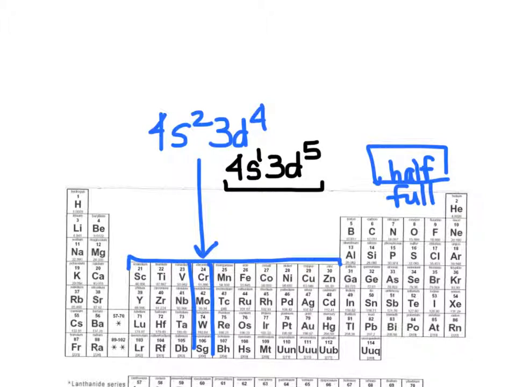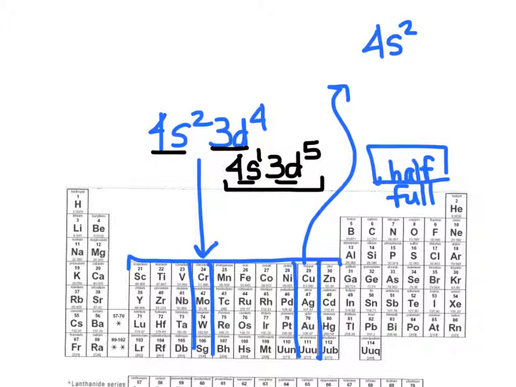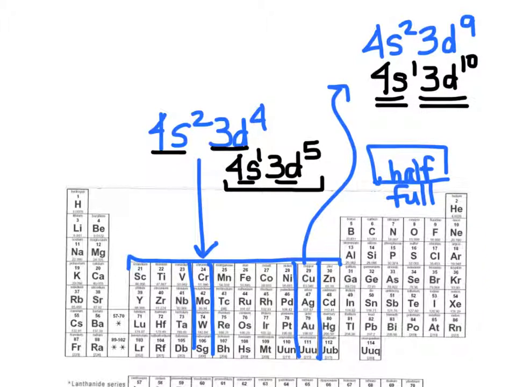So this is an exception to the rule where one gets sort of promoted to d and it makes both of these half full, which is more stable than this one being full and this one being partial. And we're going to see the same thing happen over here with copper. Copper should end with 4s2, 3d9, but I guess because d is really big and it sort of has some pull there, it's going to steal one from s, and this is going to end with 4s1, 3d10. That's going to make d full, and s half full, and half and full are both kind of more stable than what you would get the other way around.